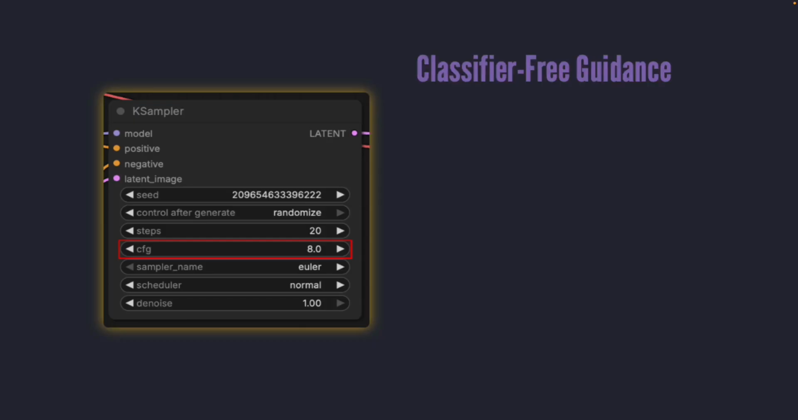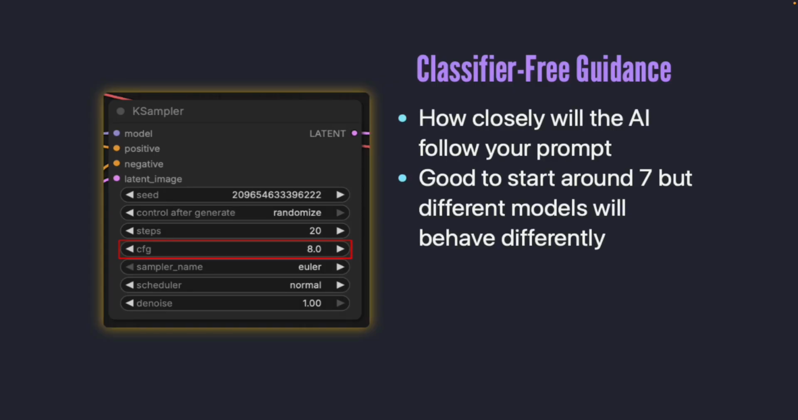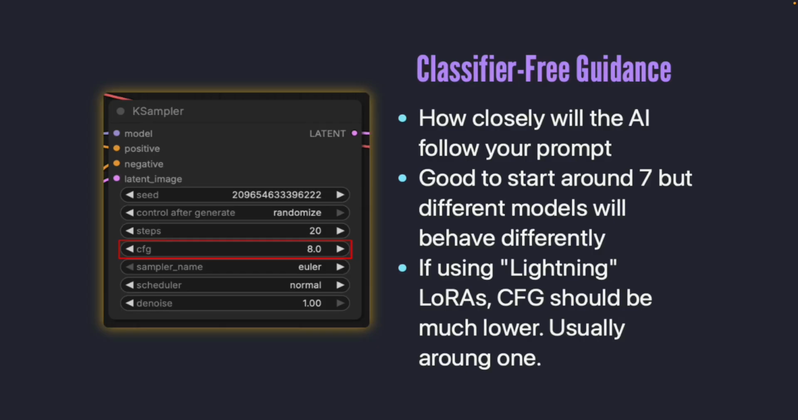Next, you have CFG, which is classifier free guidance. And this is how closely the image generation is going to adhere to your prompt. So higher values, it's going to be closer to your prompt. Lower values, you're giving it more quote unquote artistic freedom. And also, it's generally good to stay around 7. Some models, as always, are going to behave differently. In particular, Lightning and Turbo models, you're going to want a really low CFG as well.